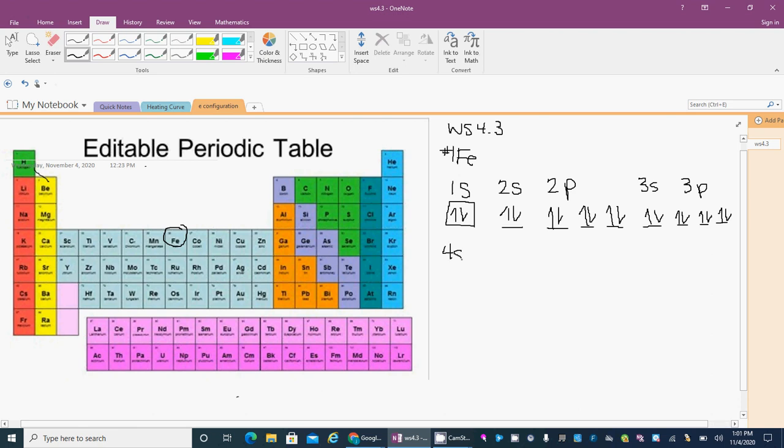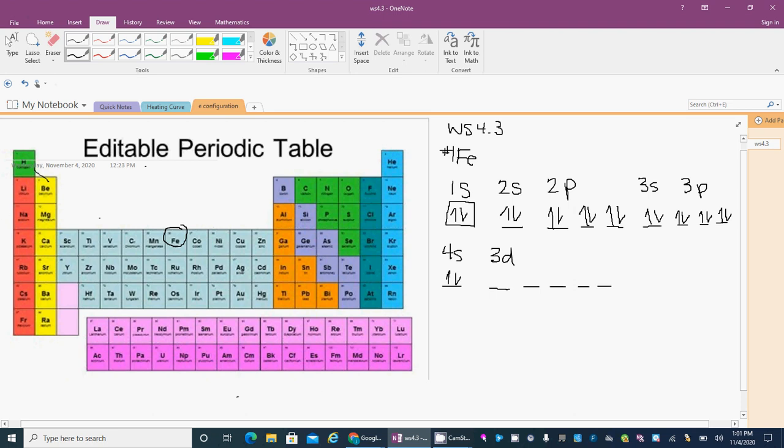Okay, now we're going to be down to the 4th energy level. We're at 4s2 right here. So 2 electrons here. And now we're going to get into the 3d. Now since D has 10 electron spots, we have to write 5 lines.